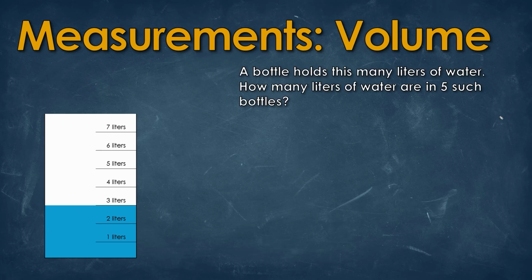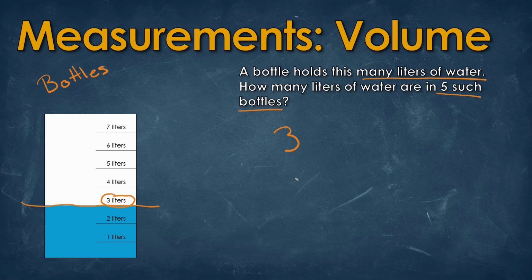So let's use this as an example. Let's read this question. A bottle holds this many liters of water. How many liters are in 5 such bottles? Okay, well this is the bottle here, and let's see how many liters are in it. Again, we know where the water mark is, the water line, and whatever number is on top corresponds to how many liters we have. So we know we have 3. So there are 3 liters in a bottle.